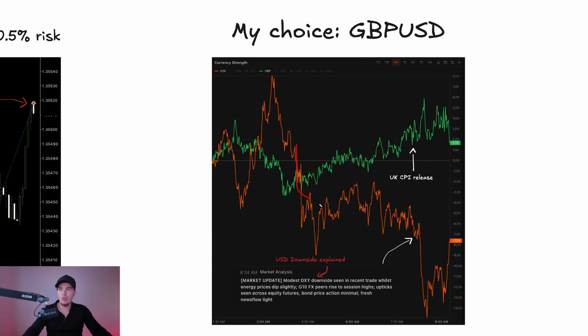However, the US dollar had this kind of negative momentum for hours. Okay, this is an 8 hours currency strength, right? And we experienced this flip again between the US dollar and the GBP. And in my opinion, it was definitely interesting, especially regarding the current price action, because GBPUSD went up and at the same time the US dollar was definitely going down. And after that we experienced more pressure on the DXY because of this headline. Okay, it's written: modest DXY downside seen in recent trade whilst energy prices dip slightly, and so on.